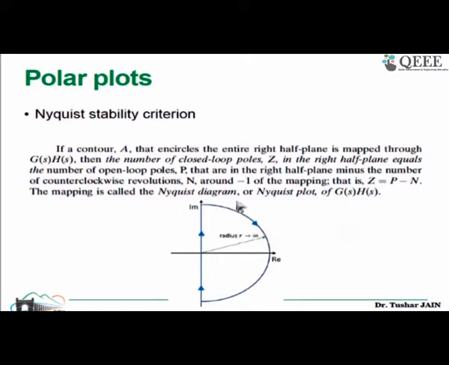Nyquist plot. Now we define a contour A. So far, whatever we have seen, the contour A was very general. It works on the principle of Cauchy's argument. Now we converge it to the Nyquist plot, which says if I consider this contour A in the S plane, and this is nothing but the entire right half plane in the S plane. If a contour A that encircles the entire right half plane is mapped through G(s)H(s), then the number of closed loop poles in the right half plane equals the number of open loop poles P that are in the right half plane minus the number of counterclockwise revolutions, which is given by this formula, and the mapping is called the Nyquist diagram or the Nyquist plot.